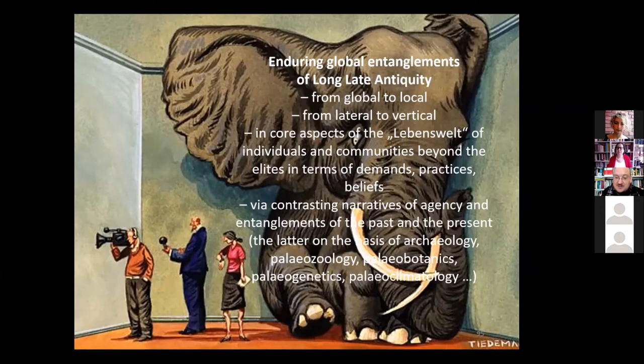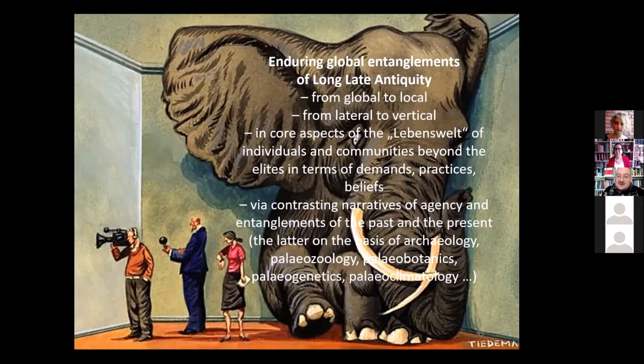And for this purpose, we can contrast the narratives of agency and entanglements of the past. So what Agobard is telling us, what Procopius is telling us, what the Chinese prince is telling us, of what people believed, how they reconstructed agencies, or the personalization of the transport of the silk worm in these espionage stories, which we find in China and Central Asia and in Byzantium, and the present narratives, which we now can create on the basis of archaeology, paleozoology, paleobotanics, paleogenetics, paleoclimatology, and so on.